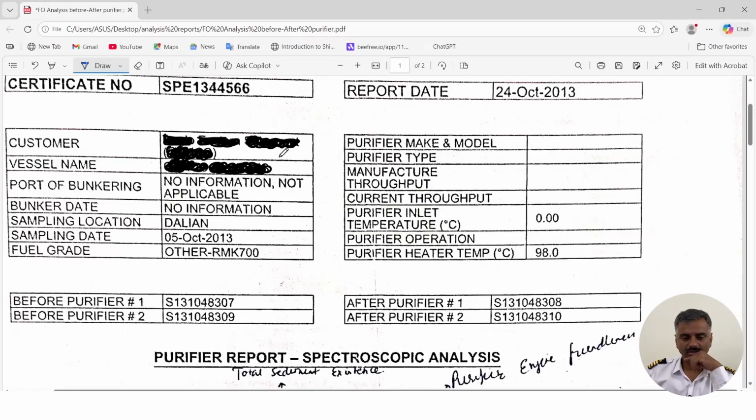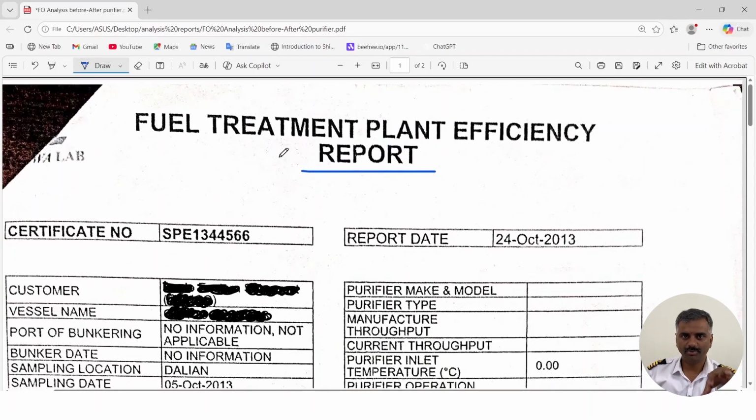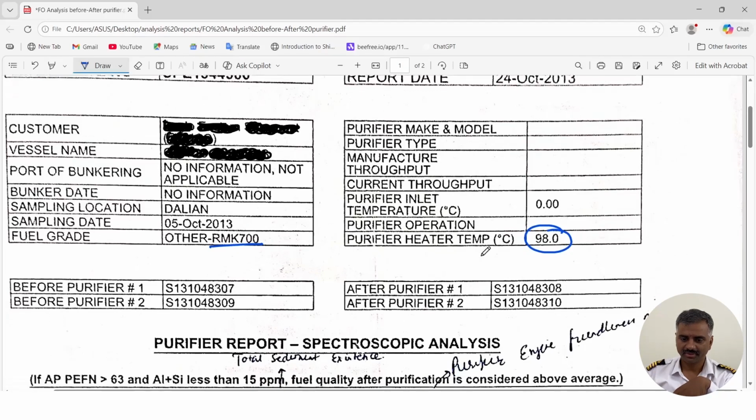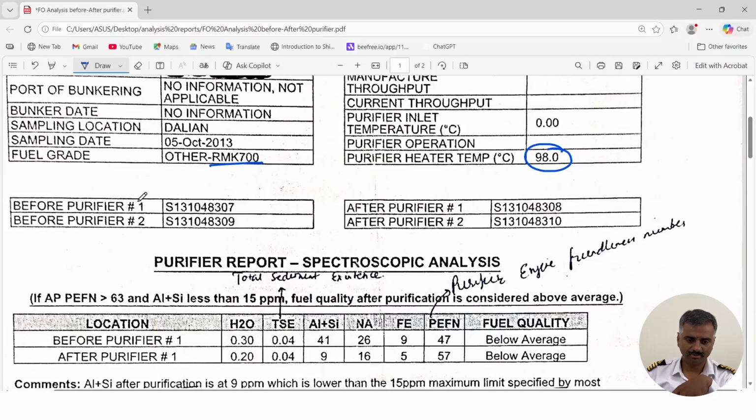In this report, basically for how the purifier is working, we are sending two samples: the before purifier sample and the after purifier sample. Here you can see the fuel grade is RMK 700. This was sent in 2013. Heater temperature is 98, purifier inlet temperature is not mentioned. So there are two samples for purifier: one before purifier number 1 and purifier number 2, and one after purifier number 1 and after purifier number 2.